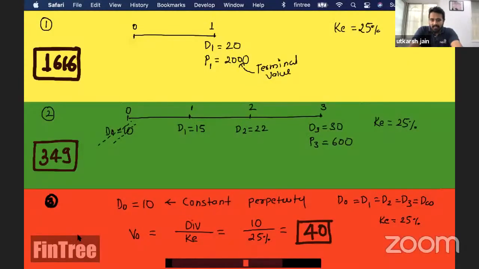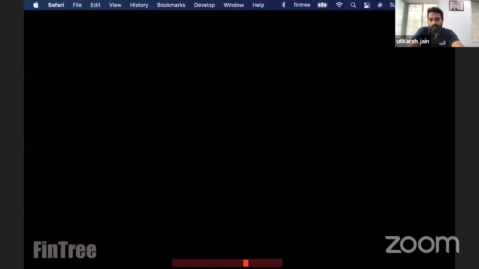Some people are asking, why did you not increase the dividend? That is because it is a constant perpetuity. A constant means I will receive 10 forever. I would receive that 10 every year. So because that 10 is not going to change, we don't need to increase it. Okay. But let's go to a few more questions.